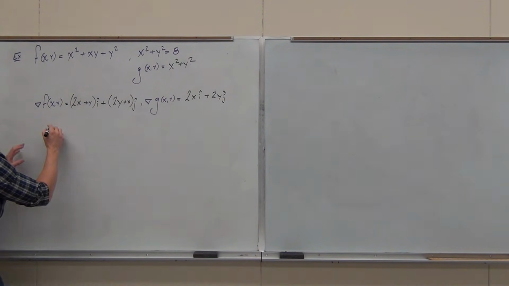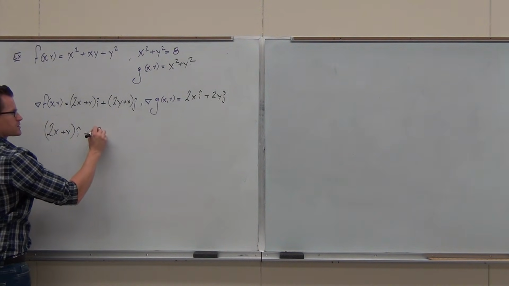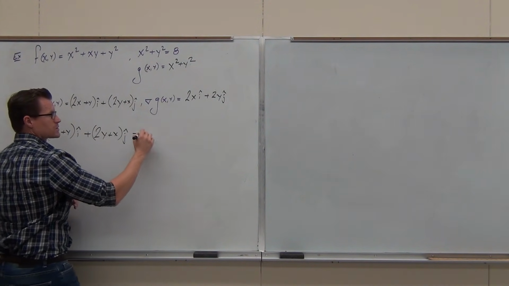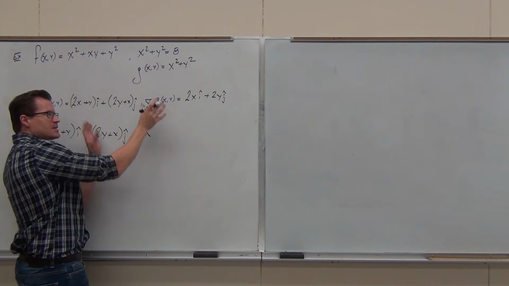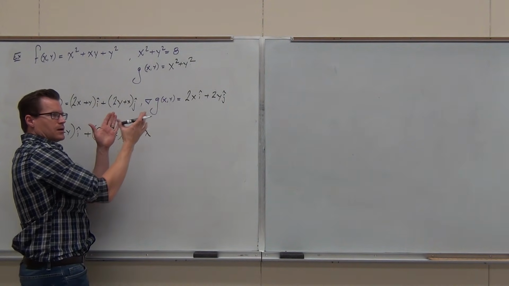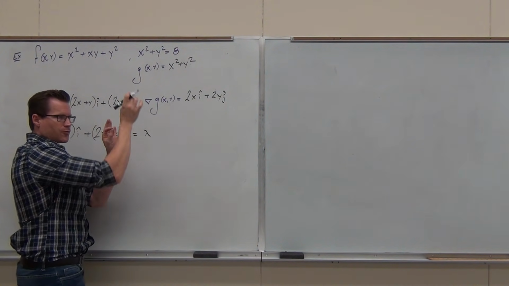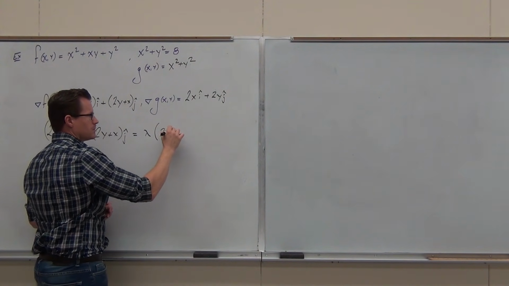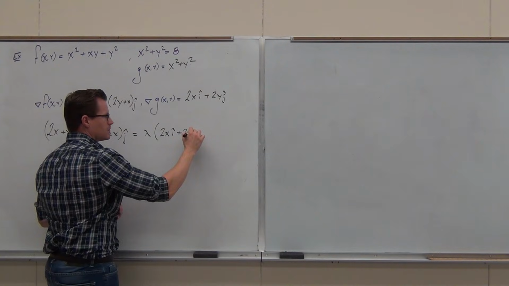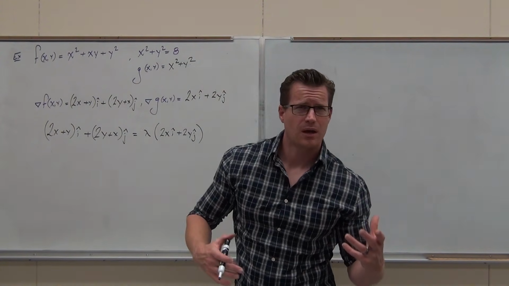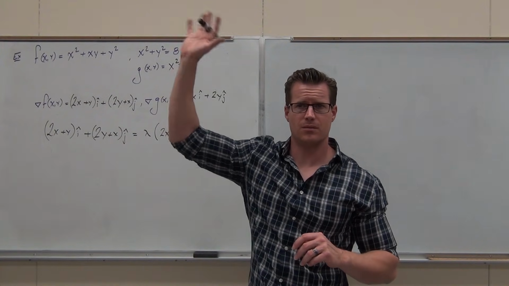Okay, well, that means that (2x plus y)i plus (2y plus x)j equals lambda times the other gradient. These must be scalar multiples for us to have a common tangent, common normal, that would force those level curves to bounce off each other. That's the main part. That's actually the easy part. Show of hands if you see where all this stuff's coming from.